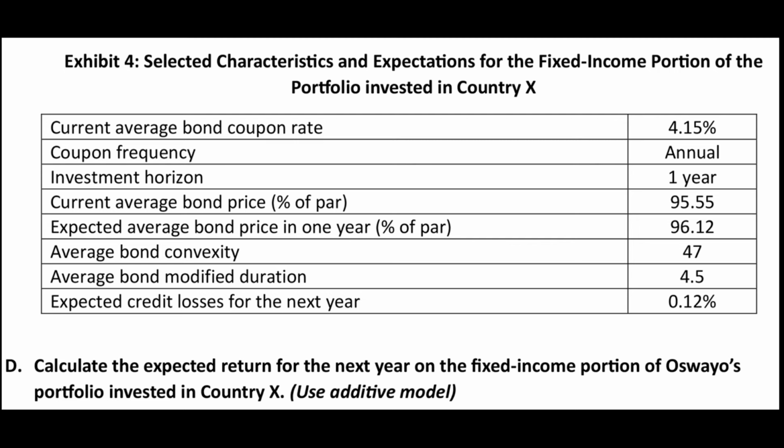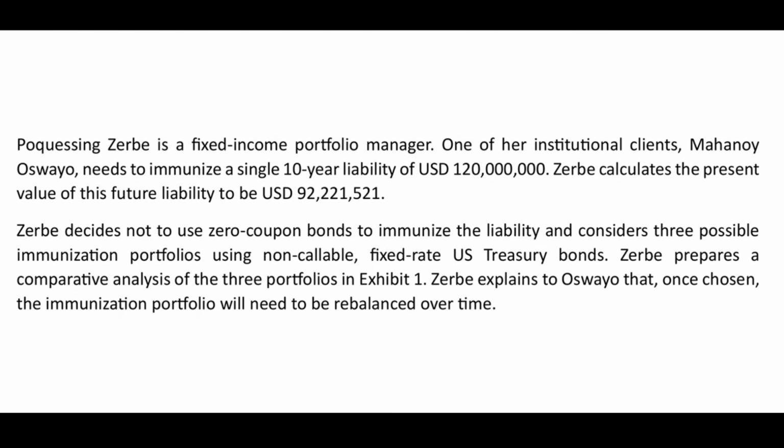Anyways, let me take you through this question. So we have a particular fixed income portfolio manager, and this particular manager wants to immunize a single 10-year liability of USD 120 million. The present value of the liability is 92,221,521. That's the PVL. So it's a 10-year liability. Duration is 10. Macro is duration. If somebody wants to know the convexity, you must be knowing it's T into T plus 1 divided by 2. It's T into T plus 1, which is 10 into 11. 110 is the convexity, and duration is 10.